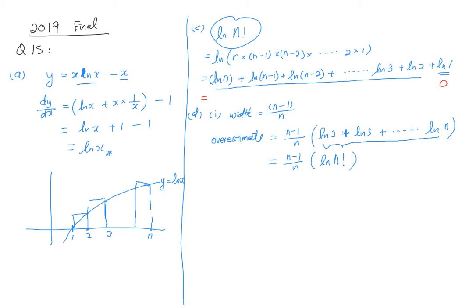So my answer, the width is 1. Actually, the width is 1 unit. No, it's not 1 unit. 1 to n, n rectangles of equal width. Should be (n minus 1) divided by n. So the answer is wrong. Okay, so it's the width part that is wrong.